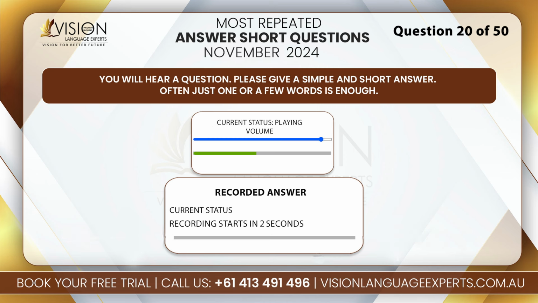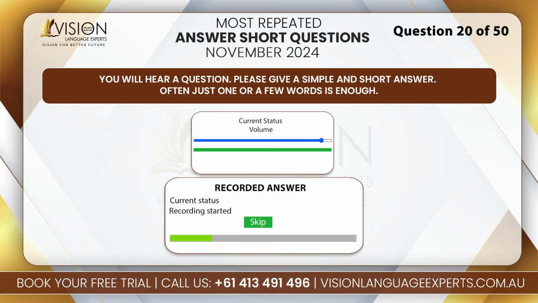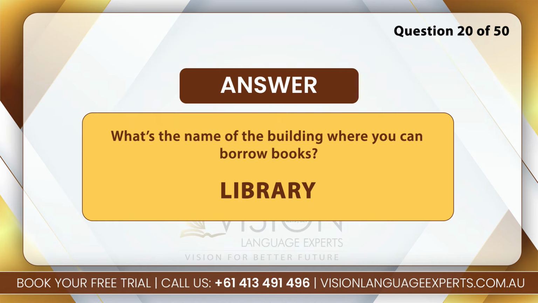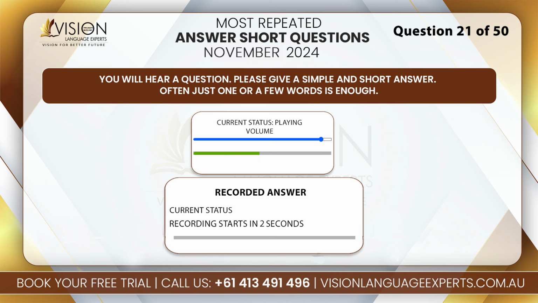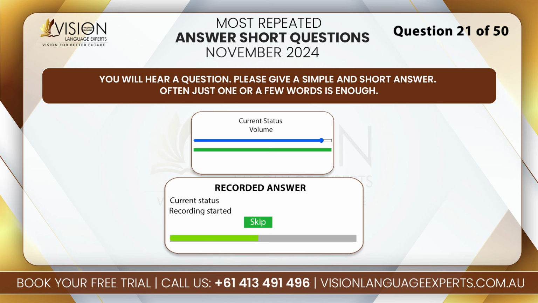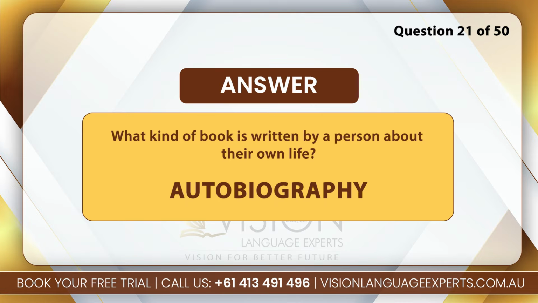What's the name of the building where you can borrow books? Library. What kind of book is written by a person about their own life? Autobiography.